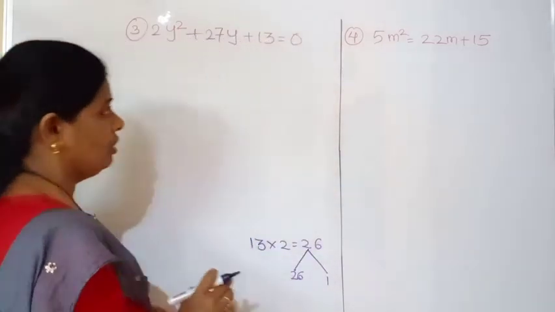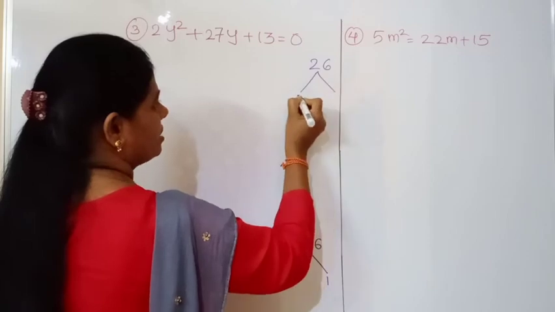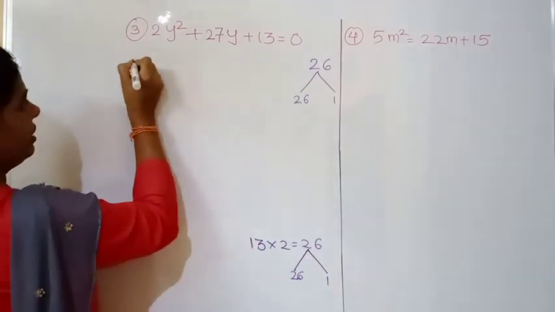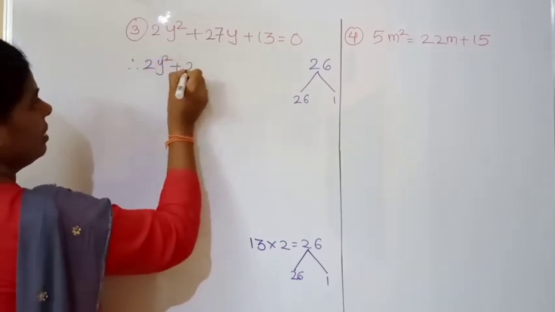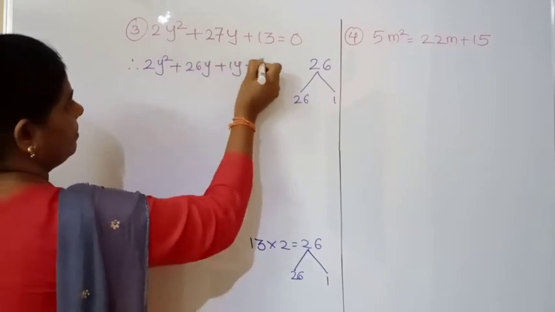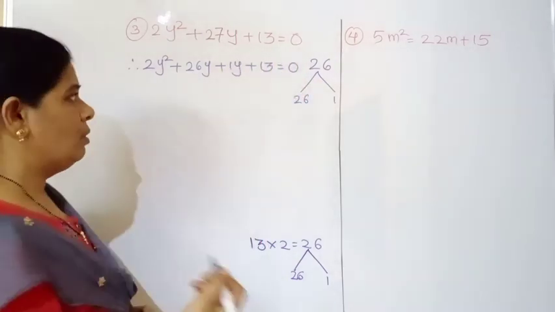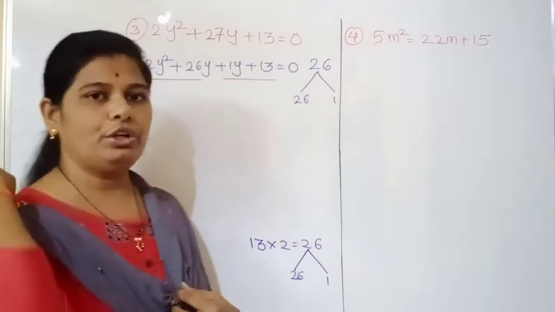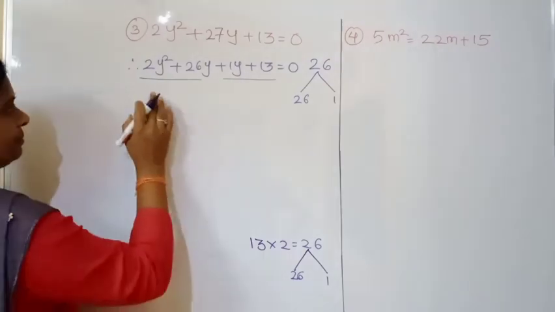Okay, so we have got the factors of 26, that is 26 ones. So we will just write here now: 2y square plus 26y plus 1y plus 13 equal to 0. Okay, now second step, all of you know what to do, that is we have to divide the equation into two parts and after that we have to find the common factors.